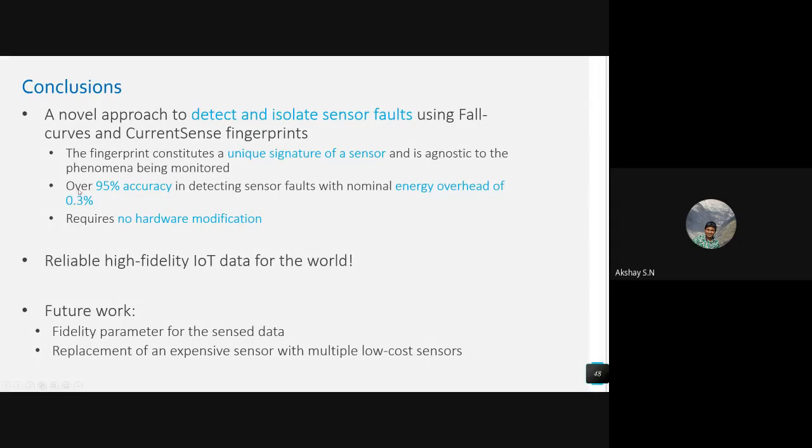And we have over 95% accuracy in detecting sensor faults with very nominal energy overhead. To measure these fingerprints, you don't need any additional hardware modification. So all using just software, we can now design reliable IoT devices. The objective of doing that is to provide users reliable, high fidelity IoT data, so that they can make decisions.